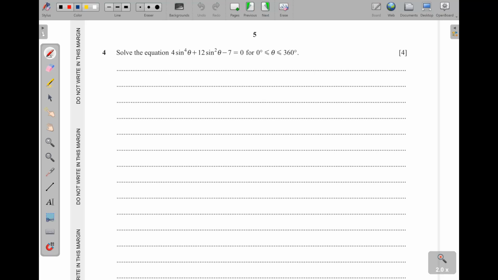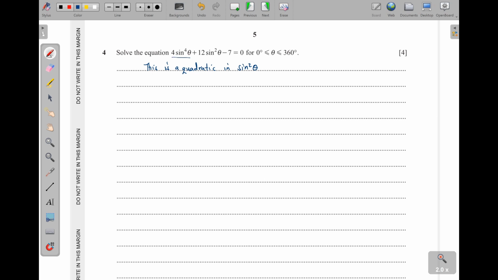Question 4 is also coming from trigonometry. Solve the equation 4 sine to the power of 4 of theta plus 12 sine squared theta minus 7 is equal to 0 for theta ranging from 0 to 360. First of all, this is a quadratic in sine squared theta. Okay, it's a quadratic in sine squared theta.